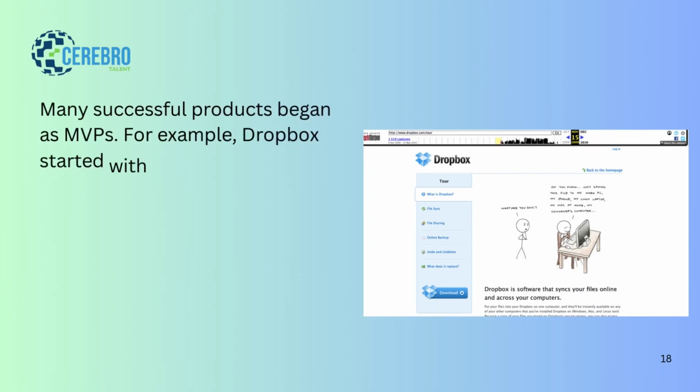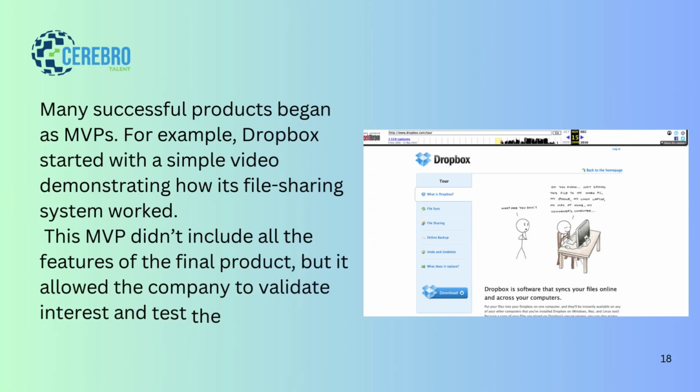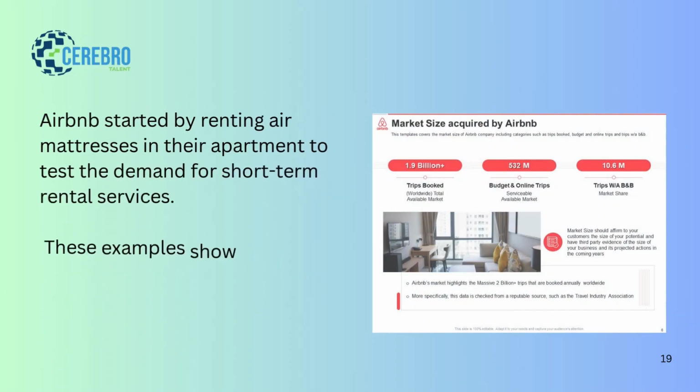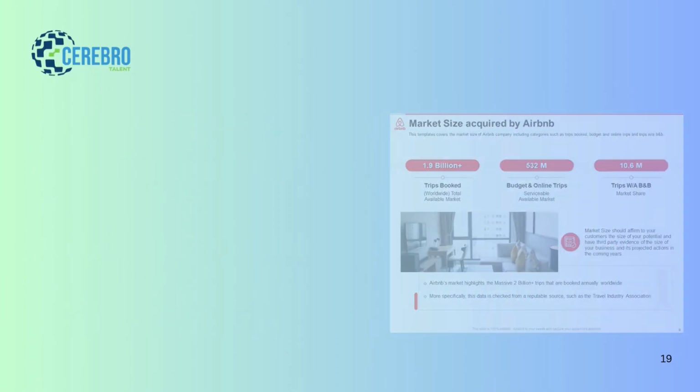Many successful products began as MVPs. For example, Dropbox started with a simple video demonstrating how its file sharing system worked. This MVP didn't include all the features of the final product, but it allowed the company to validate interest and test the core functionality. Similarly, Airbnb started by renting air mattresses in their apartment to test the demand for short-term rental services. These examples show how an MVP doesn't have to be feature-rich. It just needs to validate the core idea before scaling up.